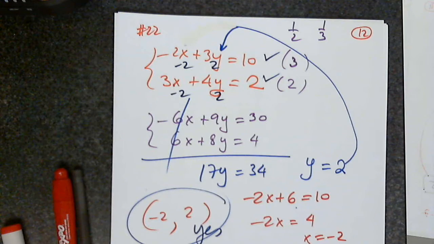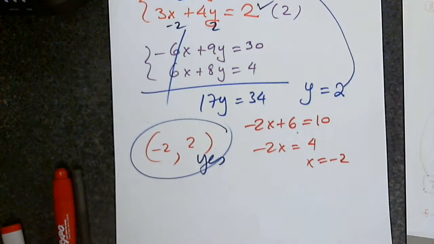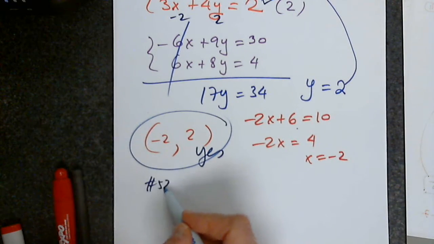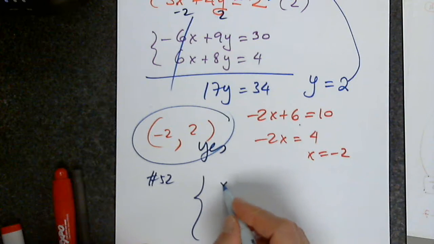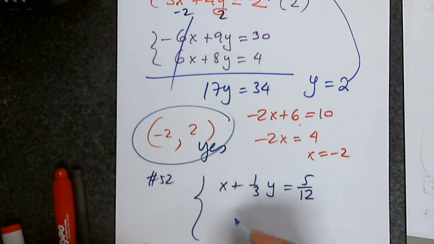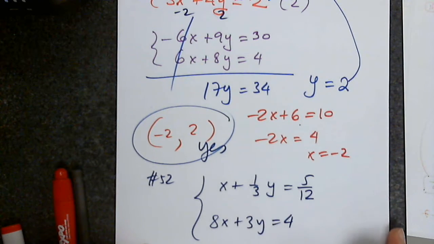You trust me to choose? Thank you for your vote of confidence. So I will then choose 52. 52 has x plus 1/3 y equals 5 divided by 12, and 8x plus 3y equals 4.